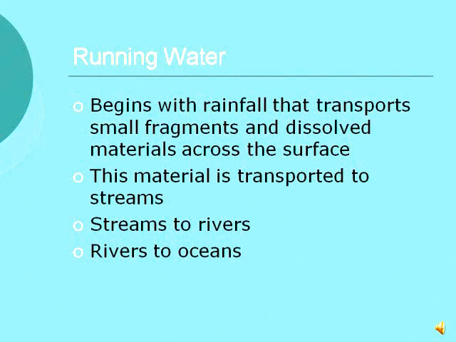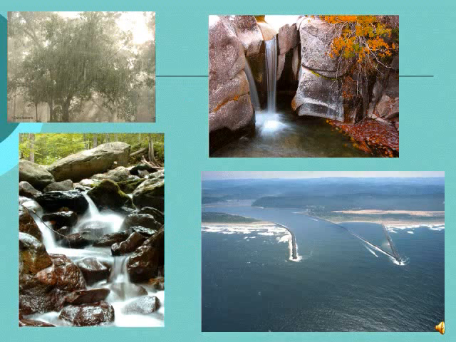Running water. This begins with rainfall that transports small fragments and dissolved materials across the surface. This material is transported to streams, then streams to rivers, and then rivers to oceans. Okay, so with the running water, you've got the downpour of rain on the left-hand side, and then below that it goes into the stream.